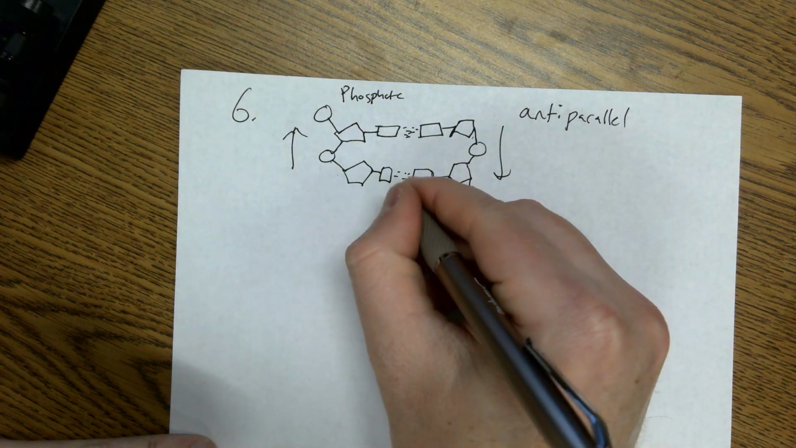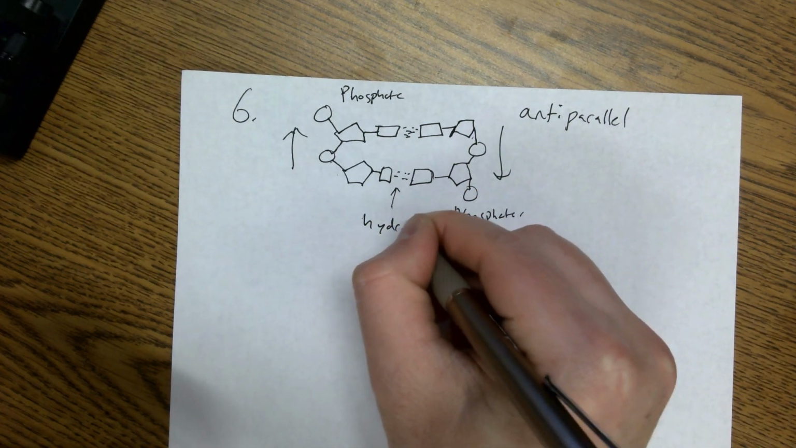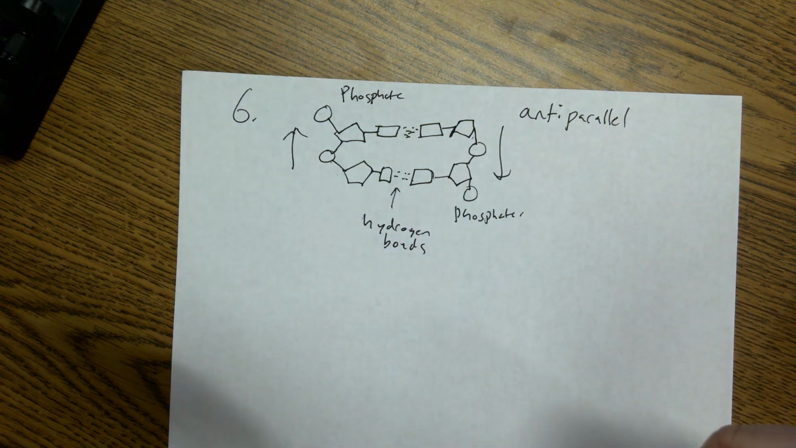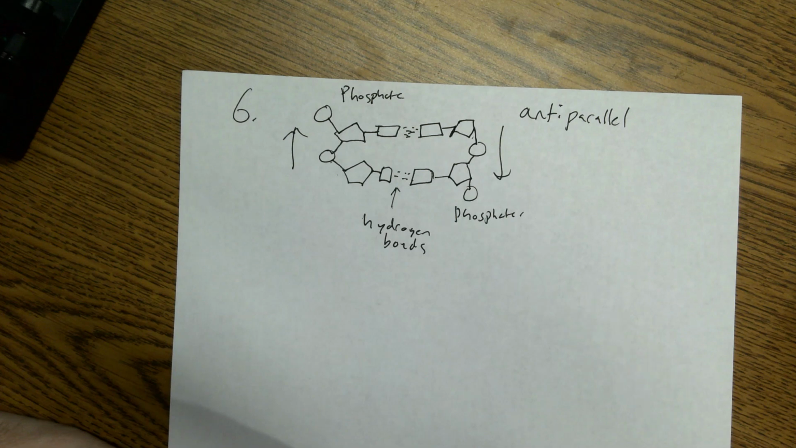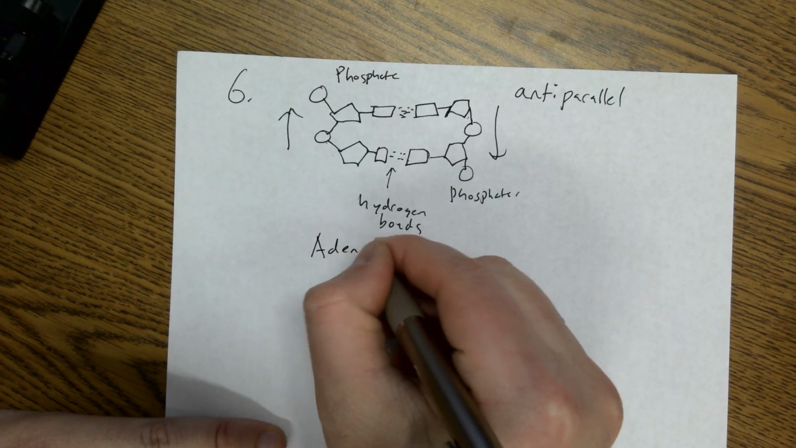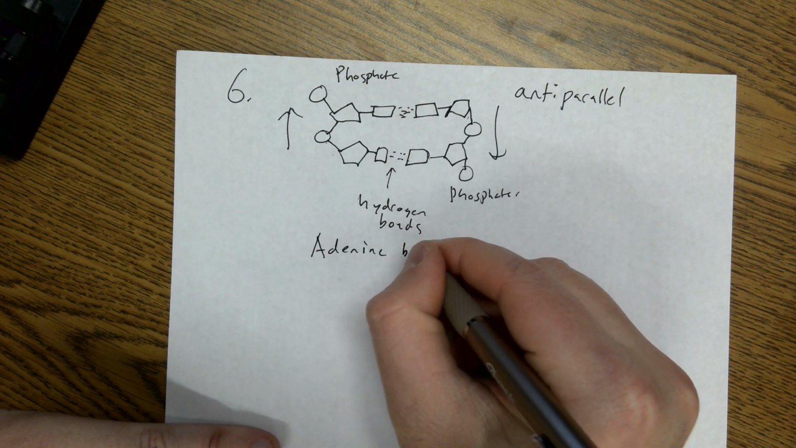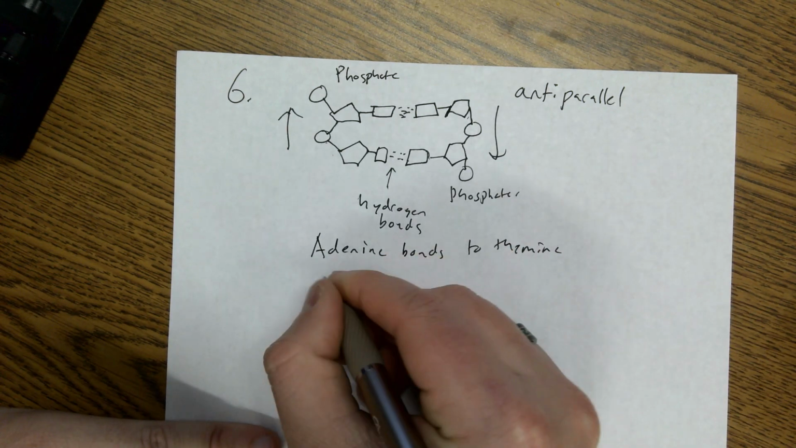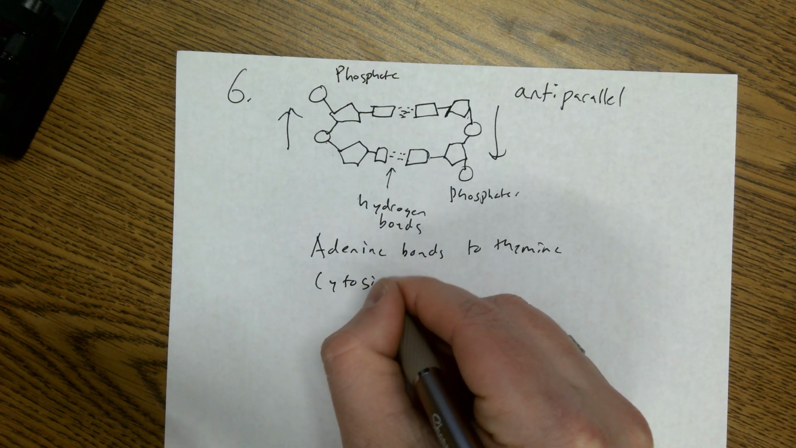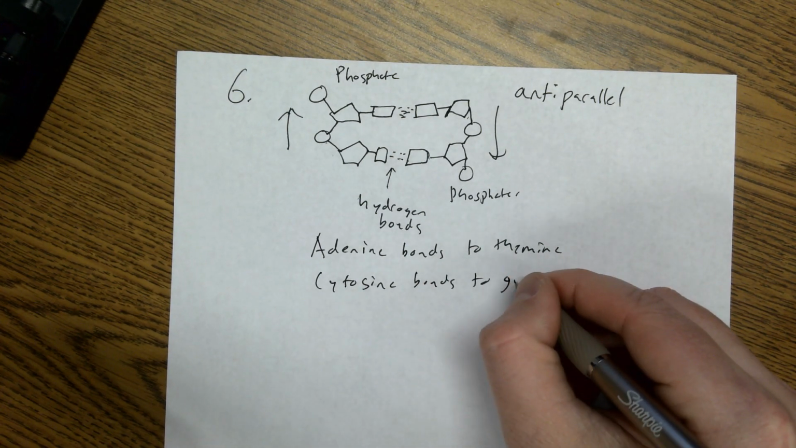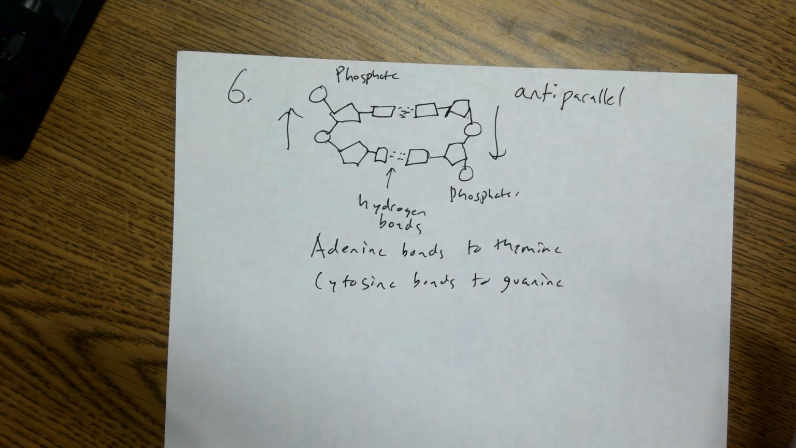Now they're linked in the middle by hydrogen bonds. We can tell they're hydrogen bonds because they're dashed or dotted lines instead of the solid lines that we use for covalent bonding. You need to know that adenine bonds to thymine and cytosine bonds to guanine, and vice versa, right? So guanine to cytosine. These are reversible.